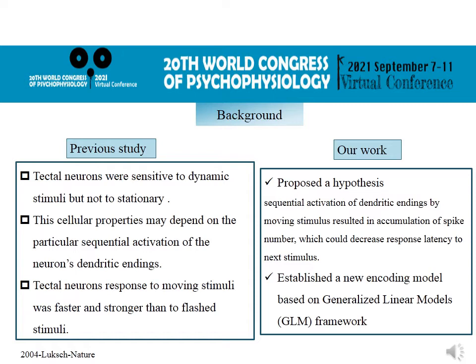Here we propose the hypothesis that a moving stimulus could cause sequential activation of dendritic endings, and then result in accumulation of spike number, which could decrease response latency to the next stimulus. To verify this hypothesis, we established a new encoding model based on the Generalized Linear Model framework, GLM for short, which further explained the detailed difference between neural response to moving and flashed stimuli.